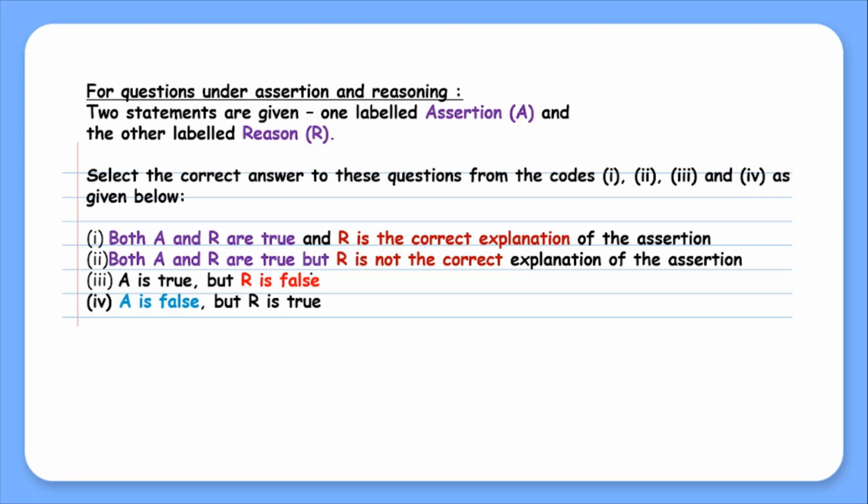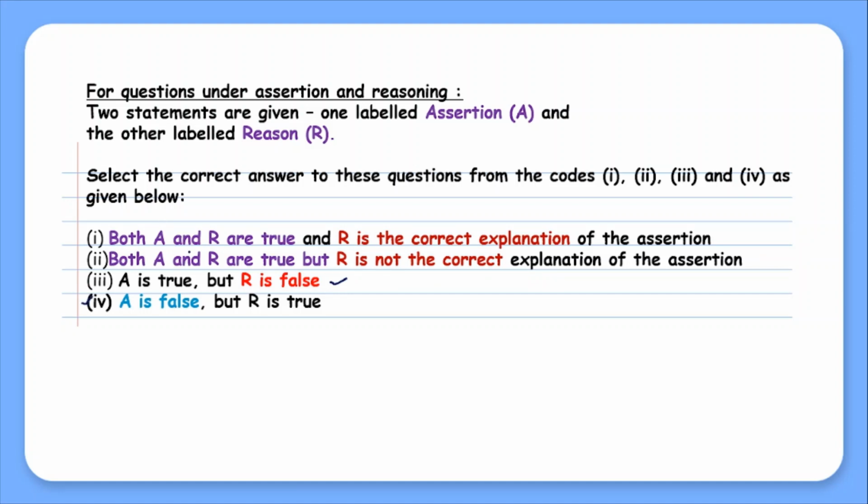If the reason is false, among these four options, only in the third option do we have the reason false. So if the reason is false, automatically we go and opt for option C. If the reason is true, then go for the assertion. If the assertion is false, we go for option D.